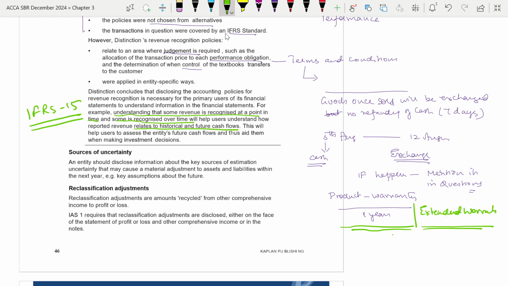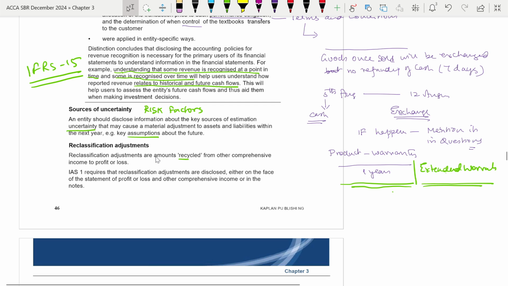An entity should disclose information about the key sources of estimation uncertainty. You will mention in your annual report the risk factors, which are nothing but sources of uncertainty. We will also mention in our annual report any assumptions about the future. Reclassification adjustments, any reclassification from OCI to profit and loss account or profit and loss account to OCI, we have to do with justification and reasoning. IAS 1 requires that any reclassification we are doing has to be disclosed.